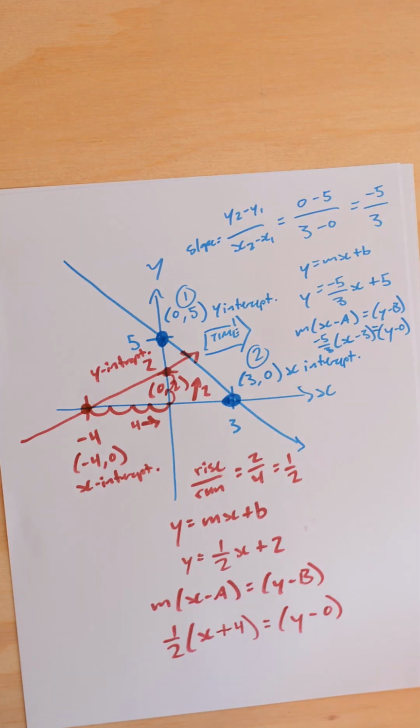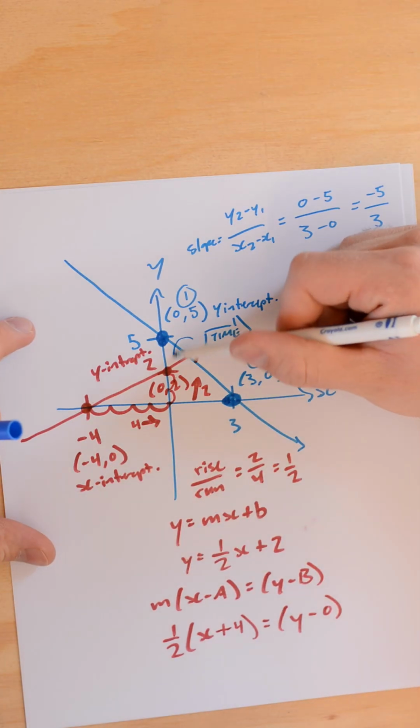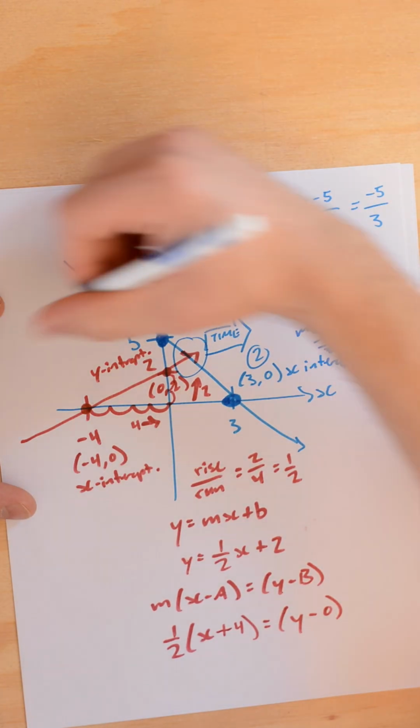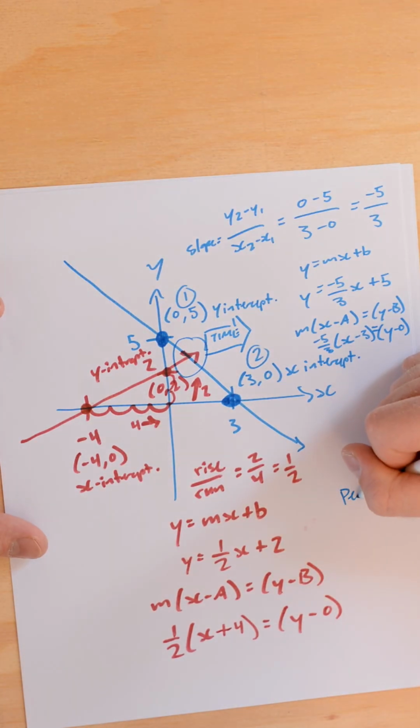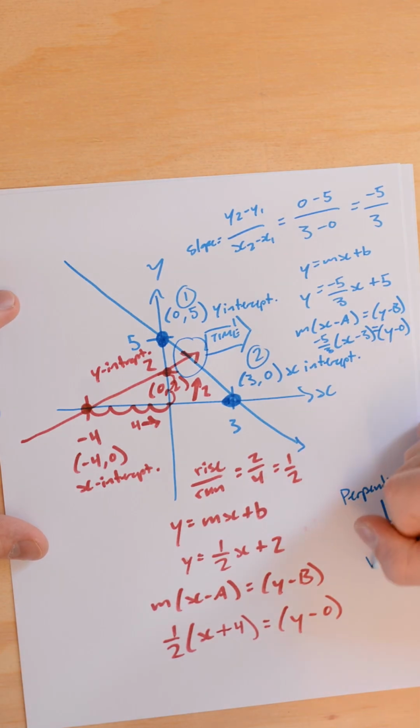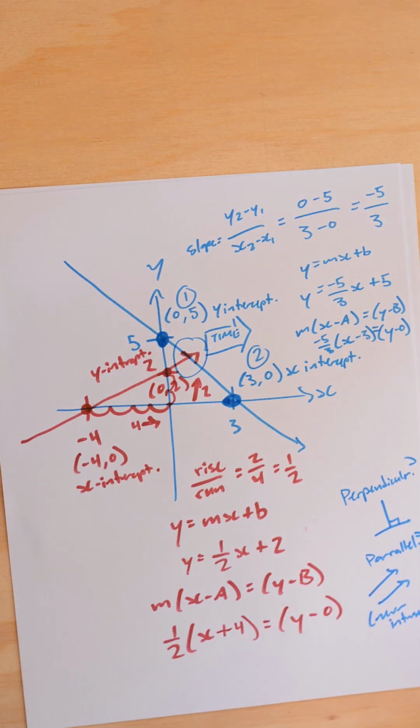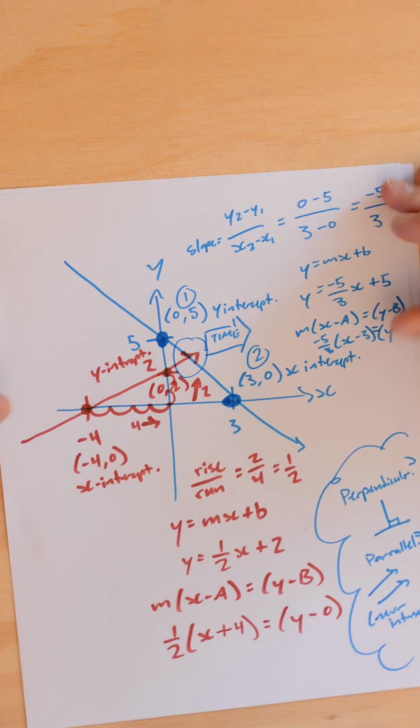What we're going to talk about next is where these intersect. We're going to talk about if it's a perpendicular intersection where they make a 90 degree angle. And in that conversation we're also going to talk about parallel lines that never intersect. We're going to talk about that in our next video, so stay tuned for that.